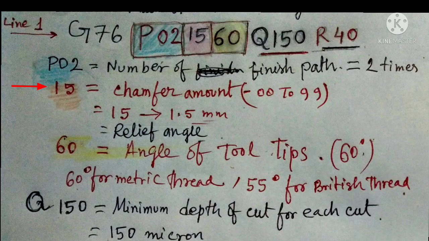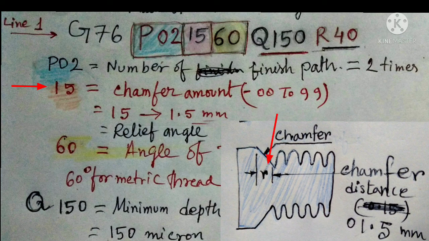And the next point is 15, which is used to give the chamfer amount or relief angle. If we look at this drawing, then we can easily understand what the chamfer amount is. Here R is the chamfer amount, and as we write 15 here, the R will be 1.5 millimeter.